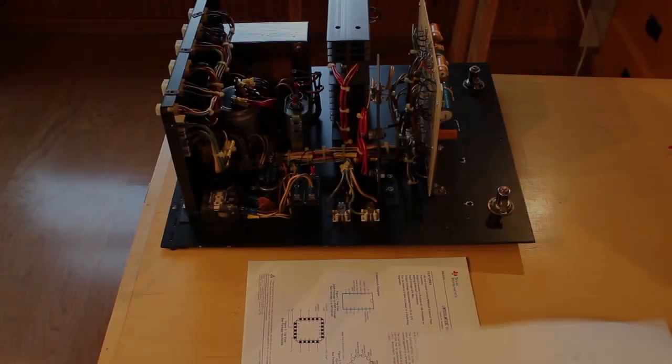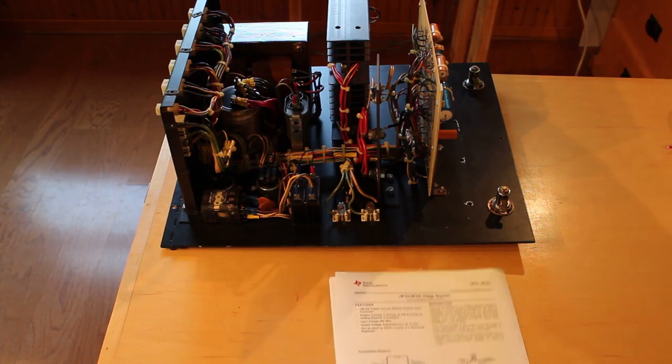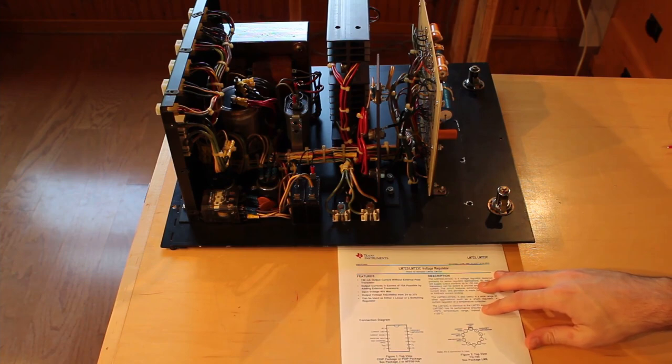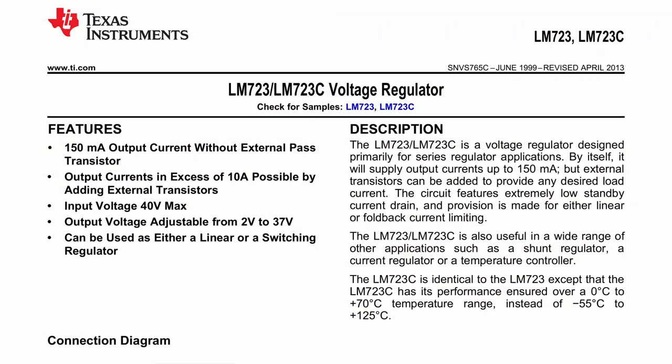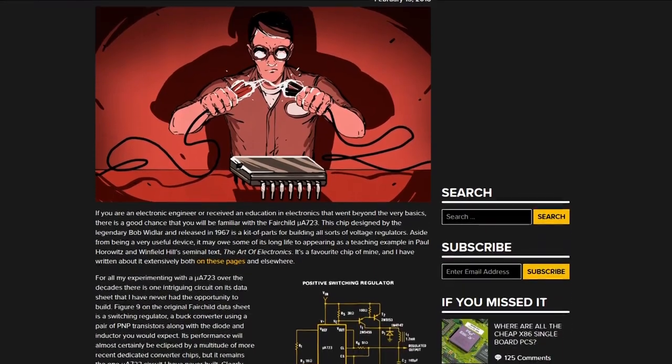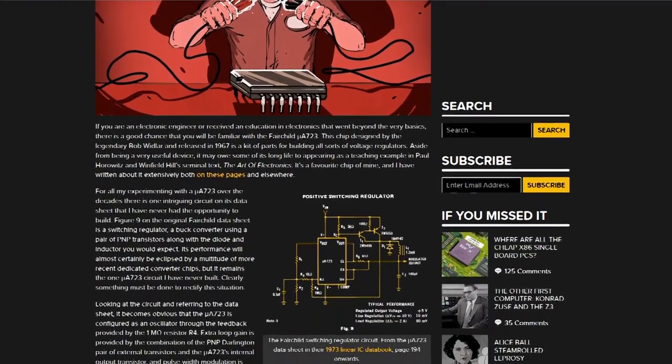And that IC is the LM723. And we can see this is the Texas Instruments datasheet for that IC. And it is a voltage regulator IC. But what's really interesting about this voltage regulator is that it can be used as a linear or a switching regulator. And that is the first time I've ever seen an IC that can be used as one or the other. It's really kind of crazy.